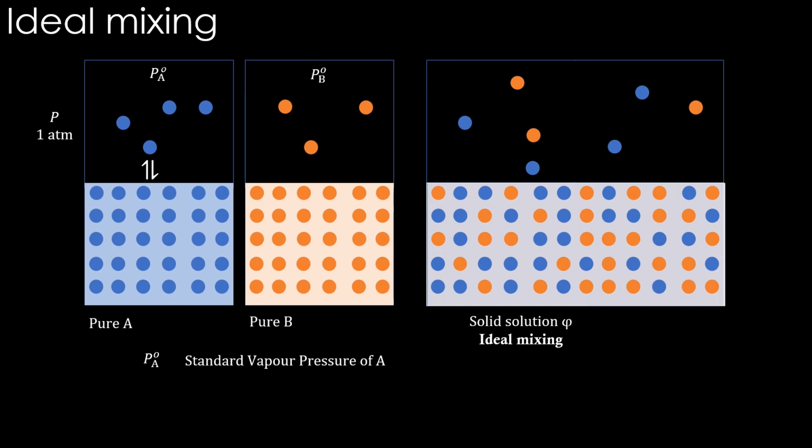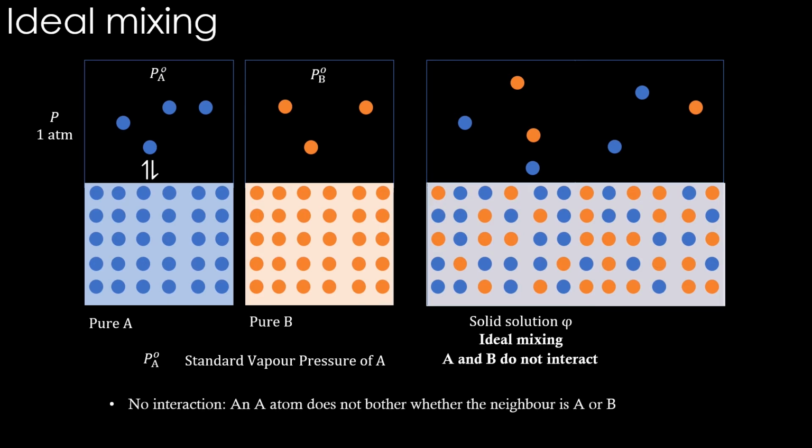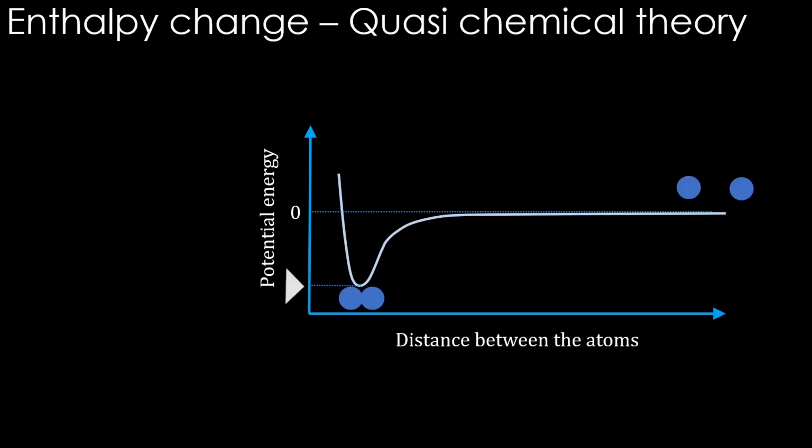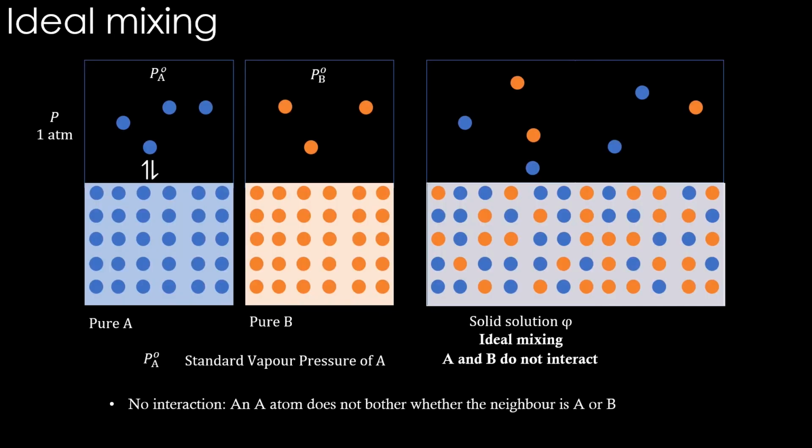Here A and B atoms do not interact. That is, an A atom does not bother whether the neighbor is A or B, meaning the bond energy and the equilibrium interatomic distance do not change if the neighbor of an A atom is another A or B. This is ideal mixing. As discussed in the video on meaning of enthalpy, the enthalpy change according to quasi-chemical theory is 0 in this case. Now, what about the partial pressure of A now?